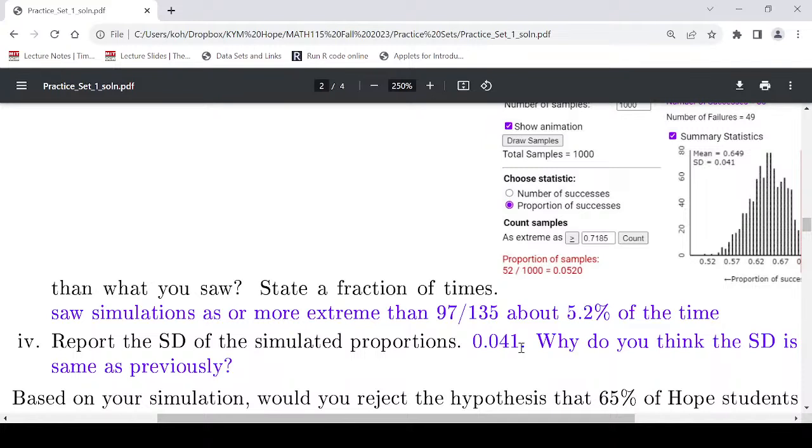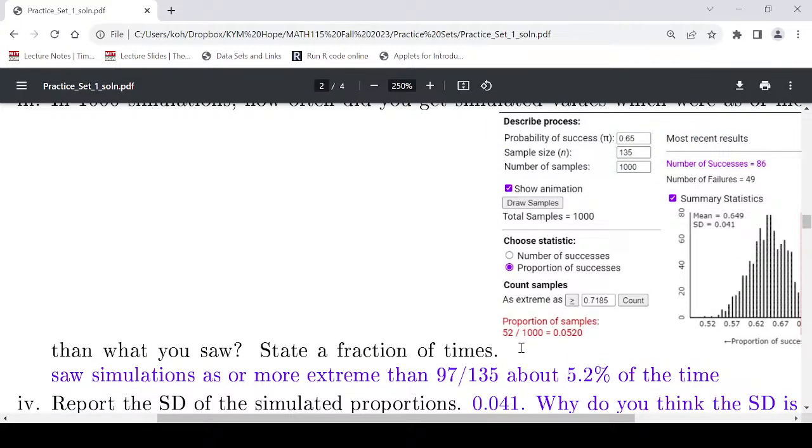Report the SD of the simulated proportions. This may be something I have not mentioned in every class. How do you get this SD? You get this SD by going to the proportion, change it to proportion mode, and then just click summary statistics. That will give you the SD. So if you did not do it last time, now you can do it, but just make sure that you're in proportion mode when you do that.